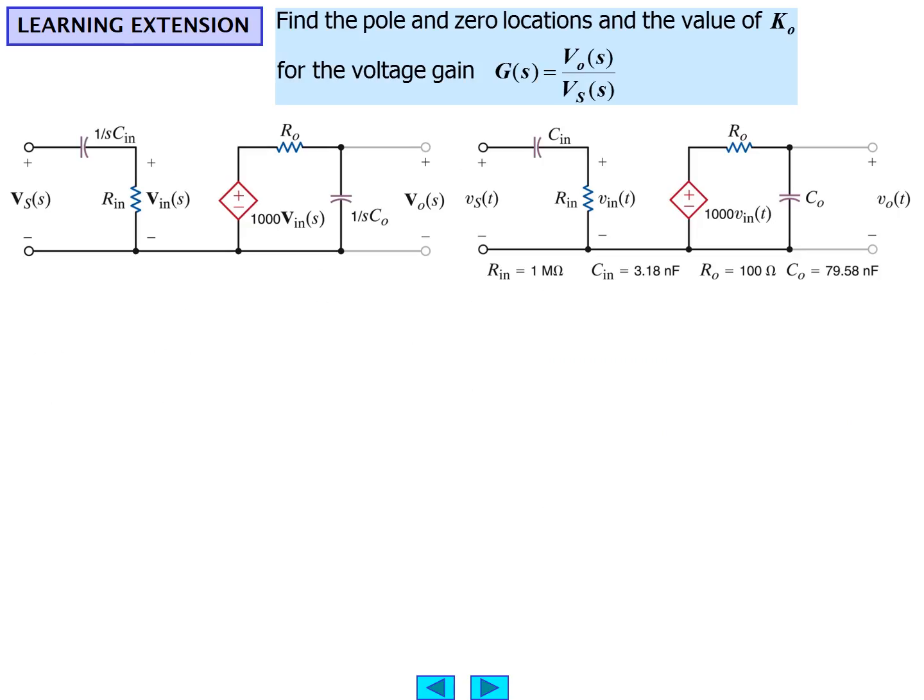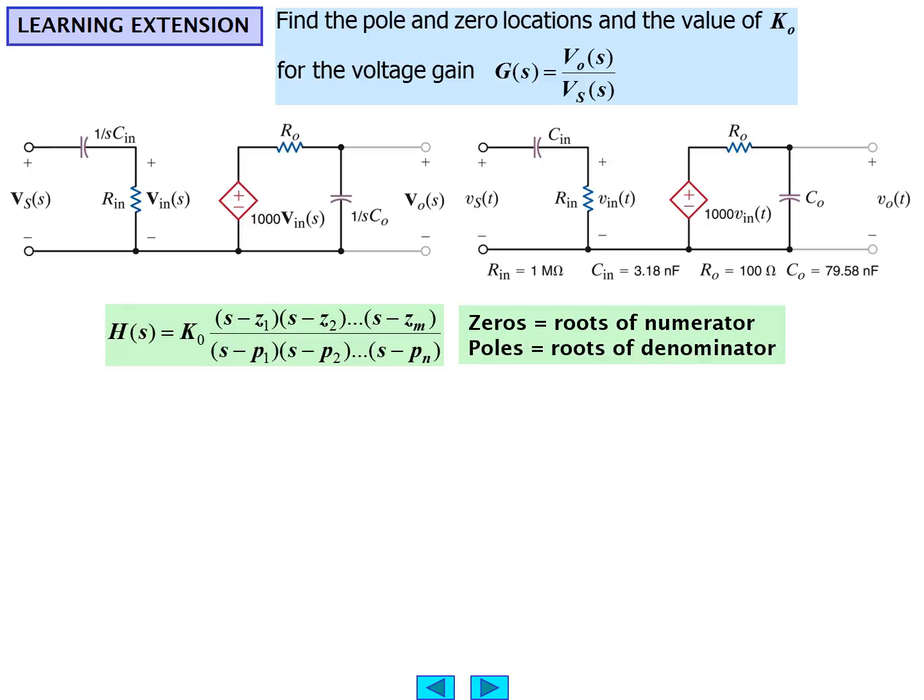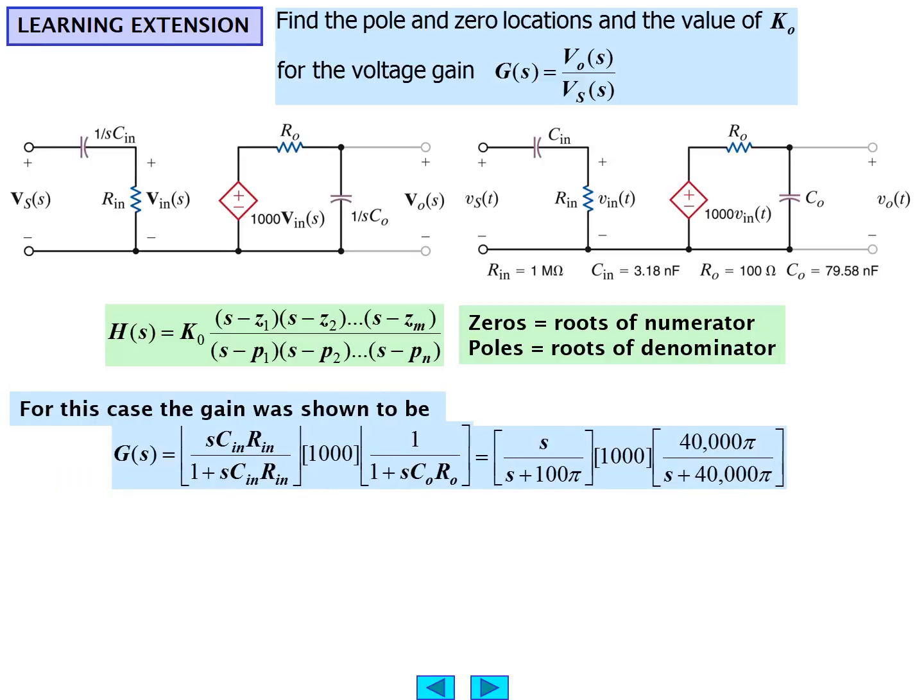We can find the pole and zero locations and the value of K0, and for the voltage gain, G of S equals V0 of S divided by V of S, where V0 of S is the output. So we have our general form for the zeros and the poles, if you will. For this case, the gain can be shown to be what we've done before when we did it earlier.